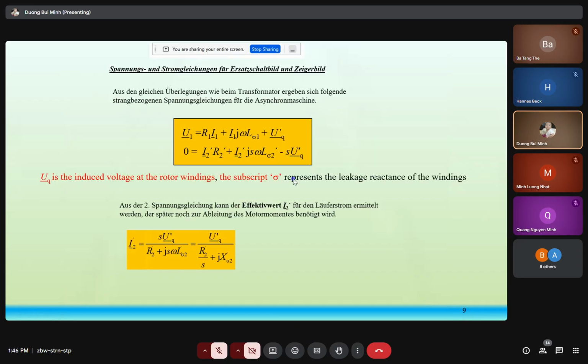So now we discuss the vector diagram, the vector diagram of the induction motor.